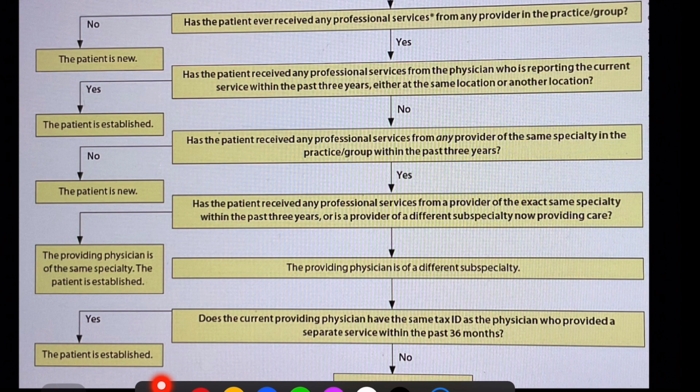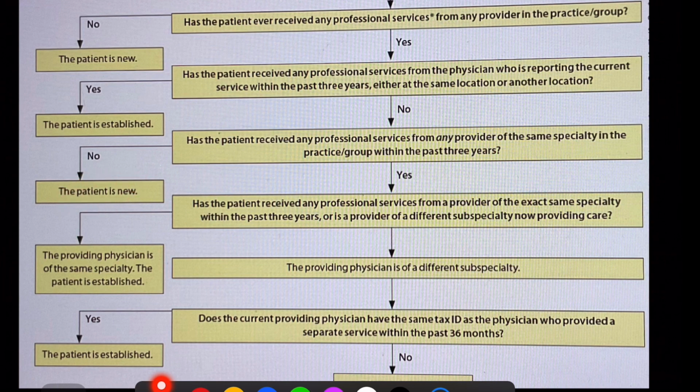The physician has maintained a face-to-face relationship at that time. So even though the tax ID becomes different or the location becomes different, that doesn't matter. The patient becomes an established patient. If the criteria is no, check: has the patient received any professional service from any provider of the exact same specialty in the practice or group within the past 3 years? If no, the patient becomes new.